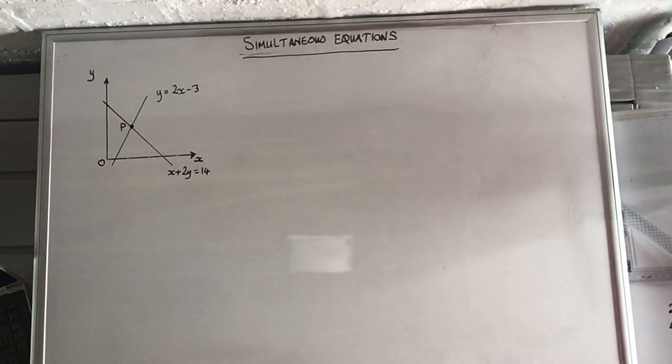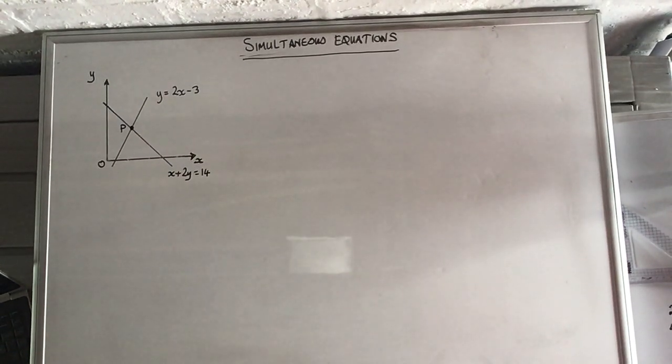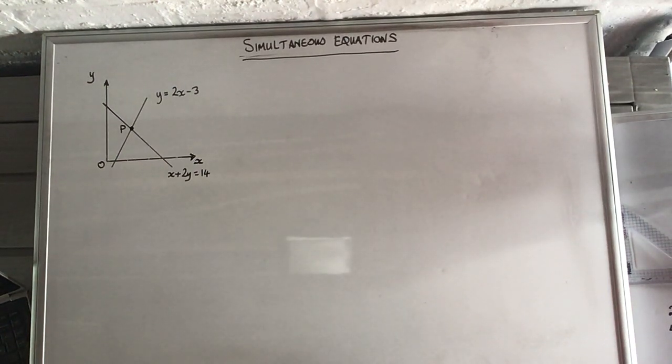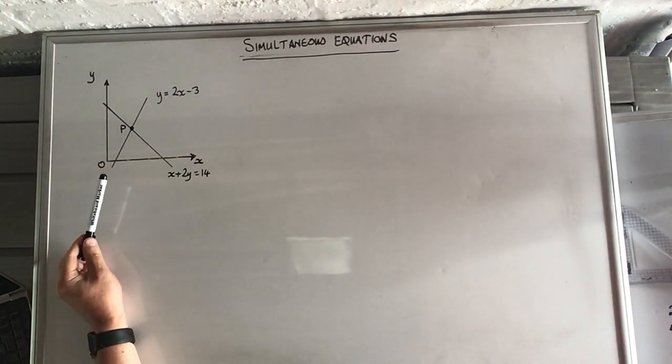Okay, this topic at National 5 is called simultaneous equations. It's all to do with straight lines and where they cross over. Now, we've got two possibilities for simultaneous equations. Either lines cross over or they don't cross over. If we look at the diagram here, we can see that these two lines cross over.